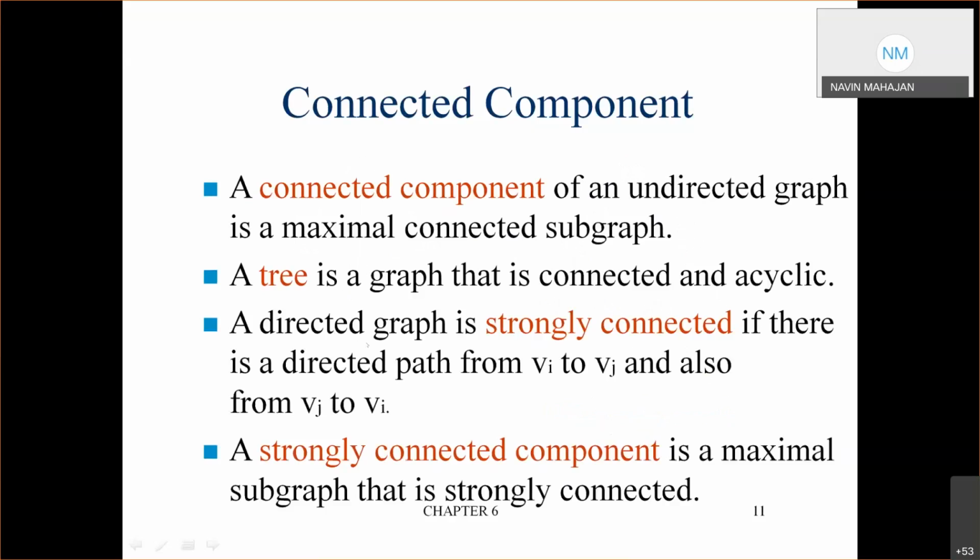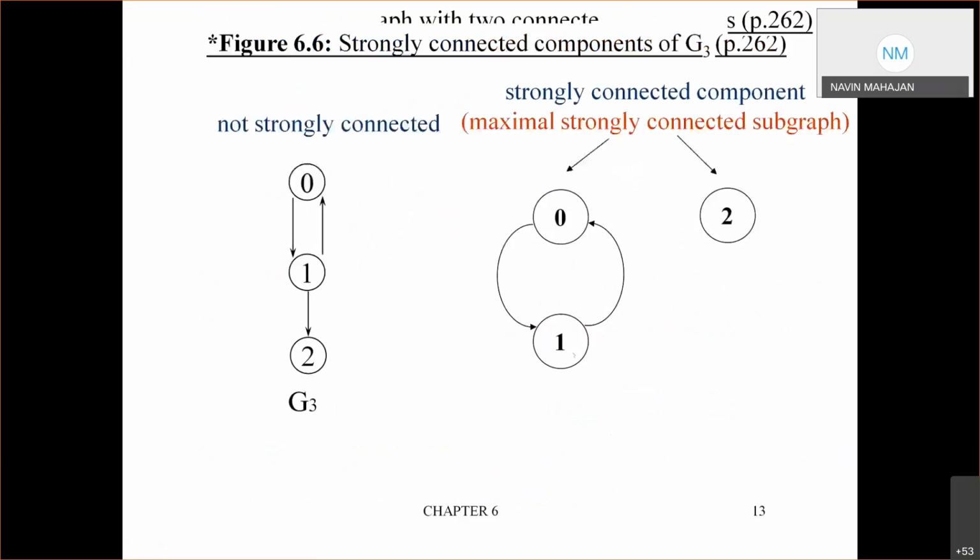A directed graph is strongly connected if there is a directed path from Vi to Vj and also from Vj to Vi. A strongly connected component is a maximal one. Okay, leave it.